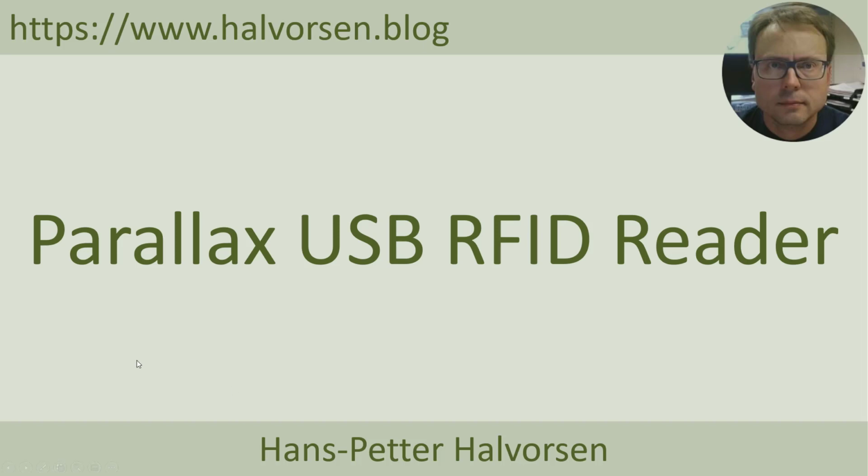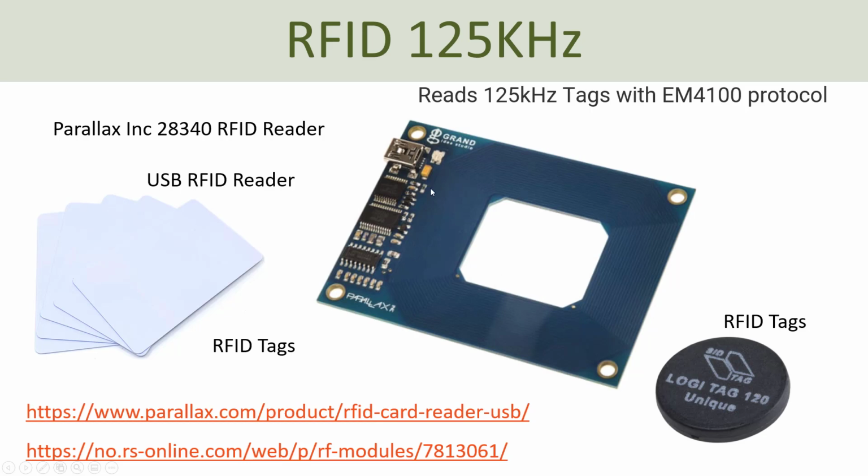Now I will introduce two different RFID reader systems. I will start with a system from Parallax. Here you see an overview of this system. Here you see the RFID reader with a built-in antenna, and this is a 125 kilohertz RFID system. You have this USB connector that you can connect to your computer, and then you have different RFID tags that you need to put close to the antenna in order to make it work.